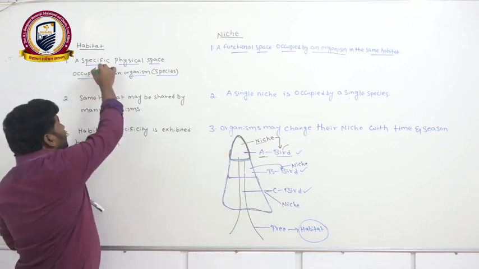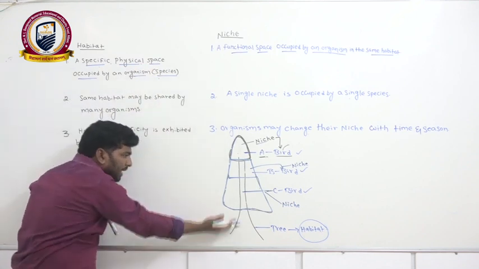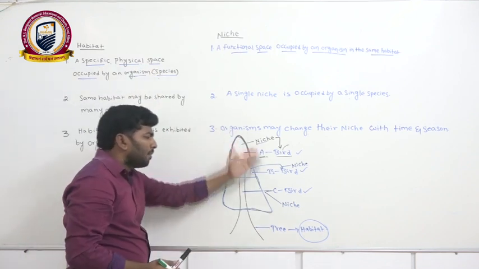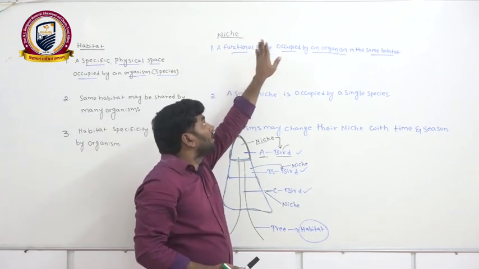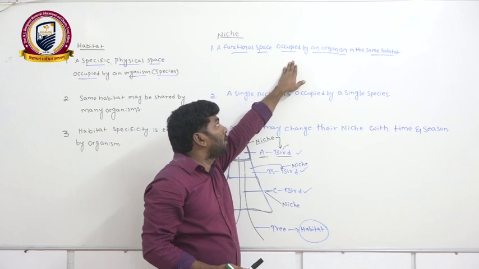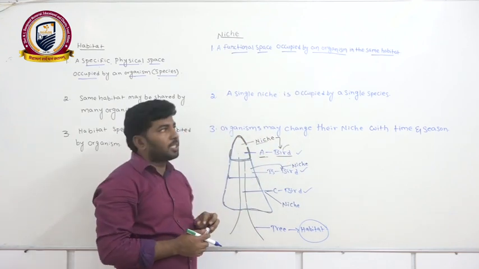Habitat is the physical place of an organism where it lives. This tree is a habitat for the birds. But niche is the particular place where it performs its functions. That place is called a niche.